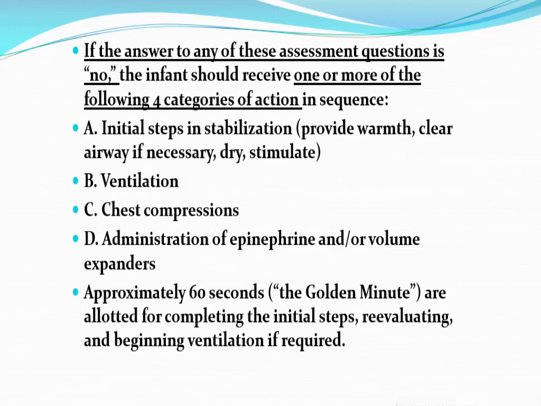If the answer to any of these assessment questions is no, then the infant should receive one or more of the following 4 categories of action in sequence. He might need initial steps of resuscitation, which might not be enough, so he needs ventilation; and ventilation might not be adequate, so he requires chest compression; and even with chest compression he might not respond well, so you need to administer epinephrine or volume expander. This is the sequence of resuscitation that babies might require. Approximately 60 seconds, called the golden minute, is allotted for completing the initial steps of resuscitation, reevaluation, and beginning ventilation if the baby is not breathing properly.